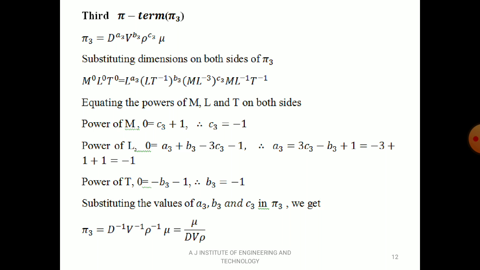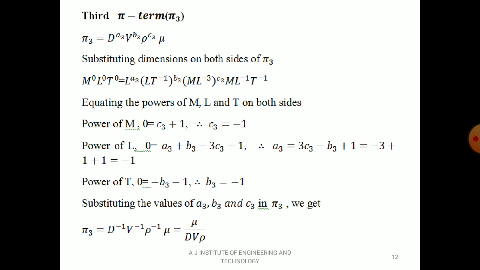So c3 value is minus 1, b3 value is minus 1. 3 into minus 1, that becomes minus 3. Minus 1 into minus 1, that becomes plus 1, plus 1. So that is equal to minus 1. a3 value is minus 1. So we can substitute values of a3, b3, c3 in pi 3 and we can get expression for pi 3 as pi 3 equal to d to the power minus 1, v to the power minus 1, rho to the power minus 1 into mu, that is equal to mu divided by d v rho. So d to the power minus 1, v to the power minus 1, rho to the power minus 1 goes to denominator and becomes positive.